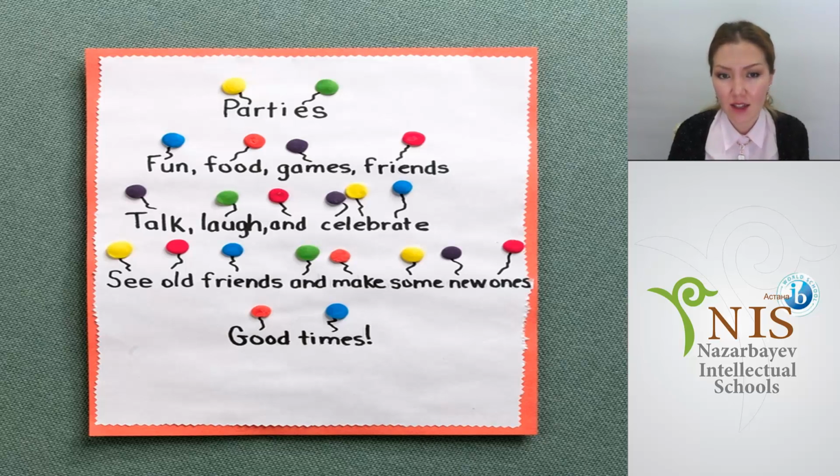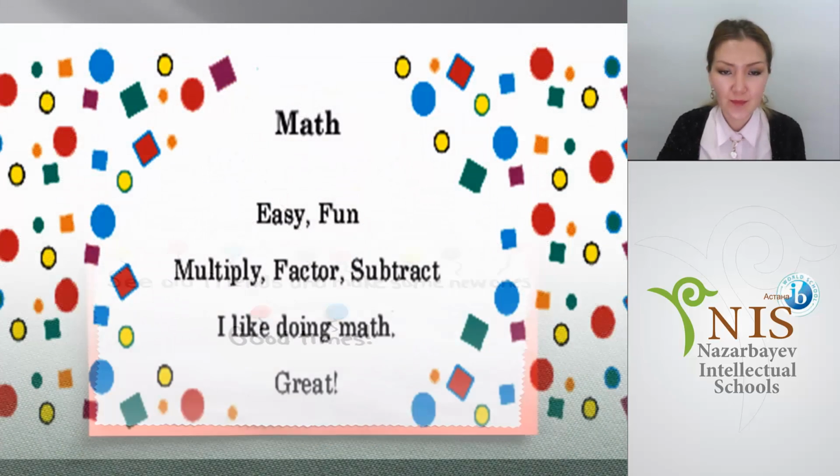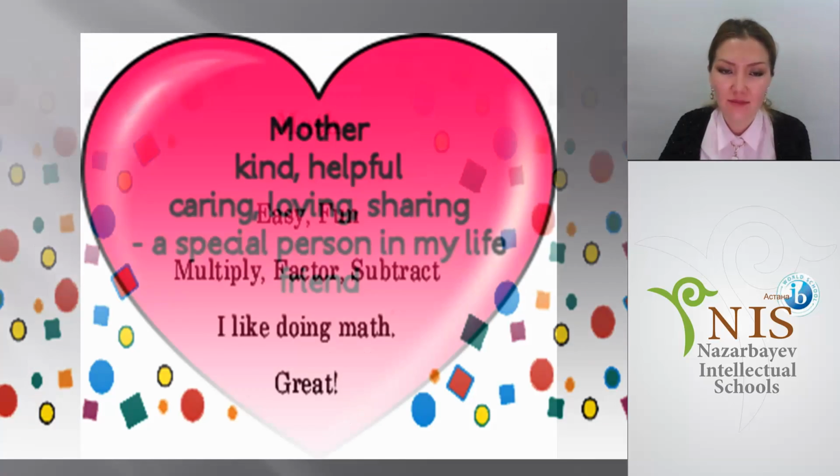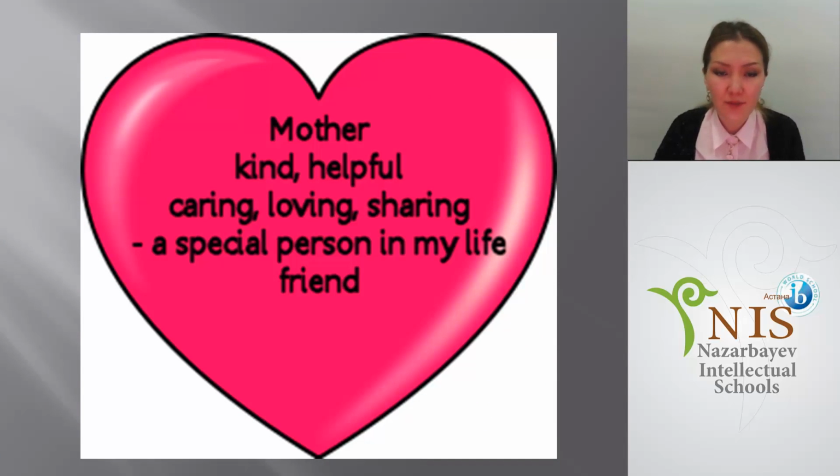It has five lines. The first one is the subject, the second one is just a description of this subject, the third one is the verbs that can describe it, the next one is your feelings about this subject, and the last one is a synonym. Math: easy, fun; multiply, factor, subtract; I like doing math; great. Or next one is mother: kind, helpful; caring, loving, sharing; a special person in my life; friend. So by this cinquain poem, we can make some ideas and share them. We can make a poem and share our feelings and emotions with others.